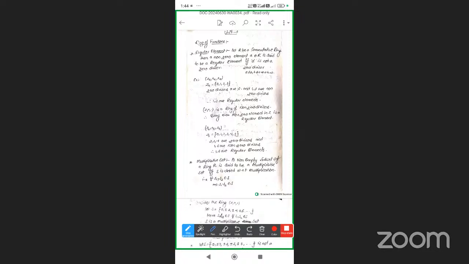A not a zero divisor means a is not equal to 0, b is not equal to 0. This is simple: ab equal to 0, this is a zero divisor.